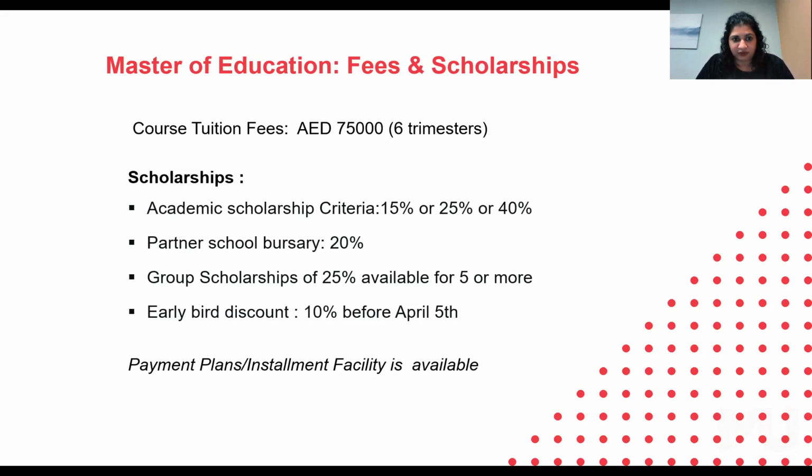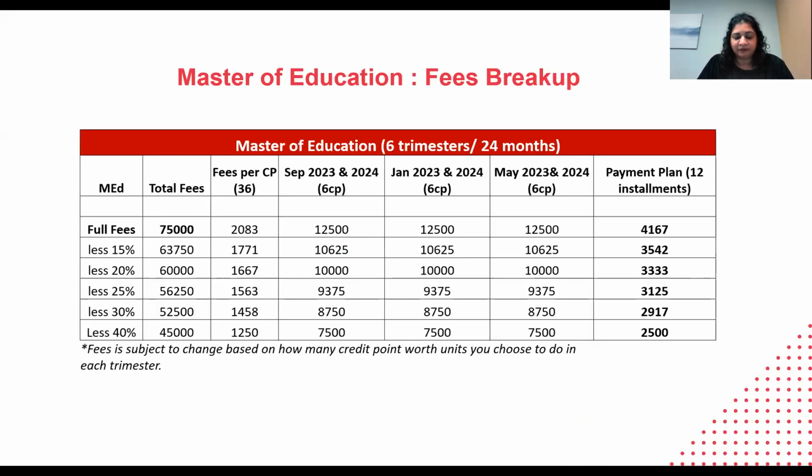And I'm going to show you the fee breakup as well, which will give you a very good idea of the amounts that you're going to pay on a monthly or a yearly basis, right? Now, if you see the full fees, if, for example, you're not able to get any discount or any scholarship at all, then the fees is 75,000, right?